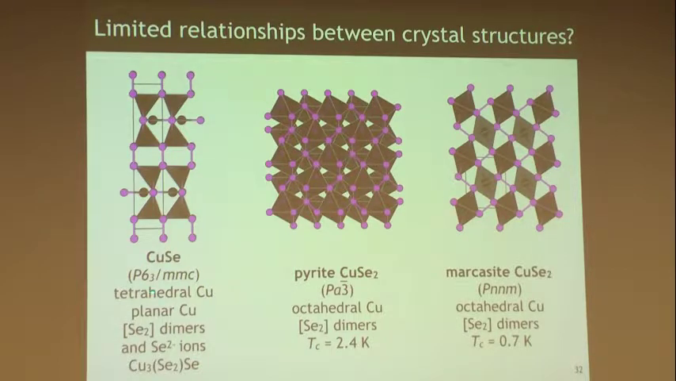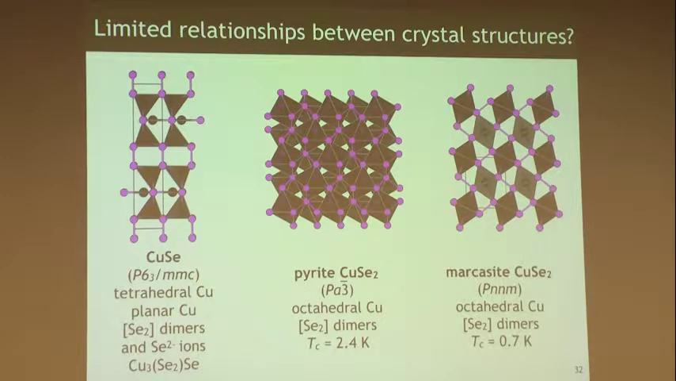So here's CuSe. It has this rather elegant crystal structure where you have copper in different coordination geometries, selenium in different valencies and coordination geometries. Then you have this nice simple crystal structure of copper selenide. It's cubic. You have all octahedra, these nice selenium dimers. Marcasite's pretty similar to pyrite in that you have all octahedral copper and these selenium dimers, but they're ordered in a slightly different fashion. When I first looked at these, I wondered, how is this turning into that? And then how is that turning into that?